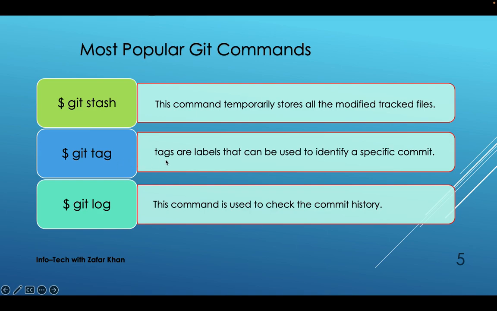Git tag means a label. It is basically a label that can be used to identify a specific commit. Whatever commit you are doing and want to check later, you can specify a tag there so that you can easily identify that particular commit. And git log shows the commit history, all the details of whatever you have done earlier. Okay, so let's go to the lab, the AWS EC2 instance, and check git stash first.